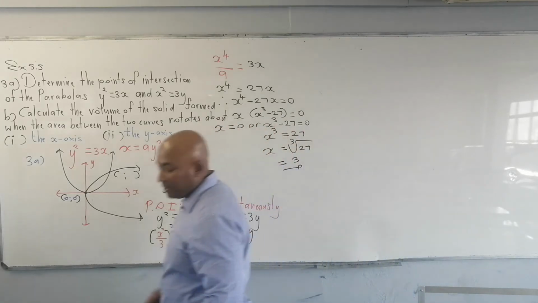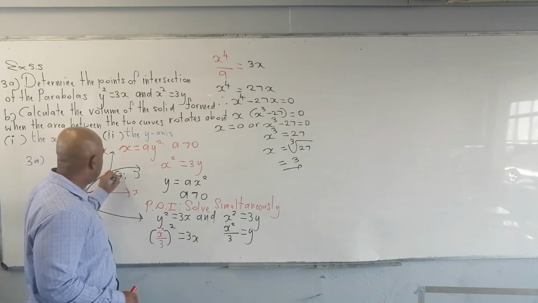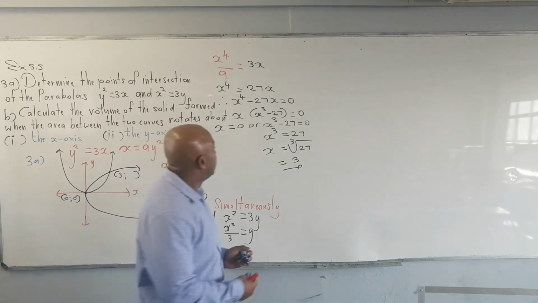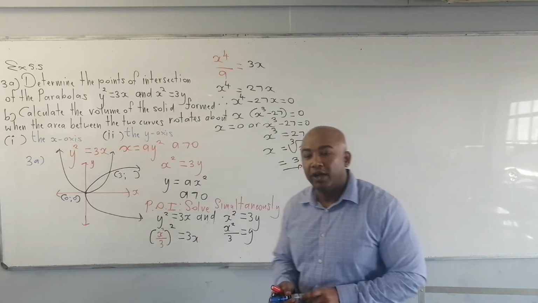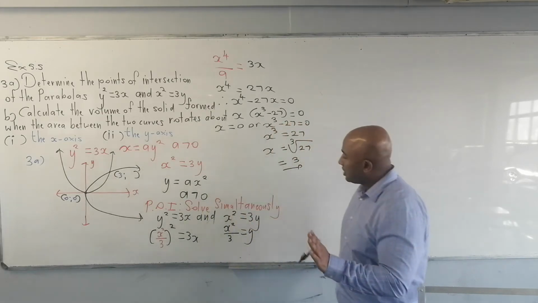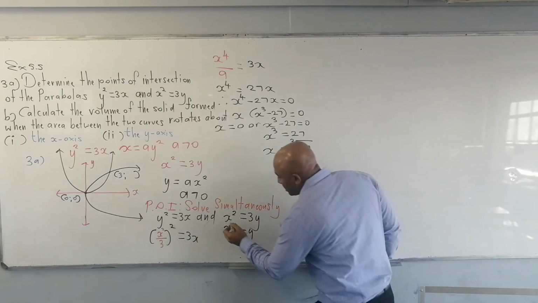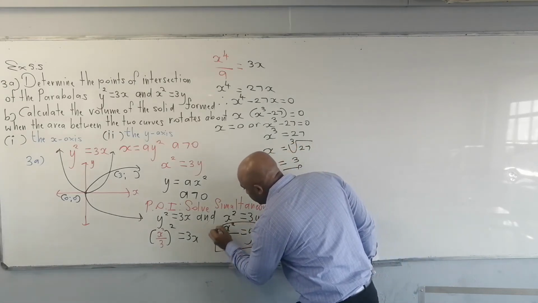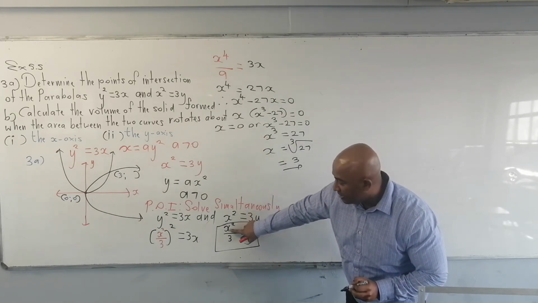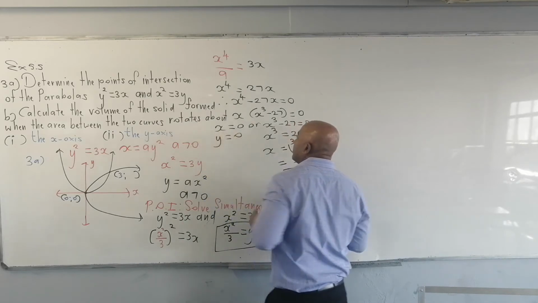Alright, so now what does that mean? It means that the x value here is 3. The x value here is 0. We know that we need to find the corresponding y values. So what we will do is substitute into any one of the original equations. Y is equal to x squared over 3. So let's substitute into this equation. If I take x is equal to 0, substitute here. 0 squared is 0, divide by 3. So I know that y is equal to 0.